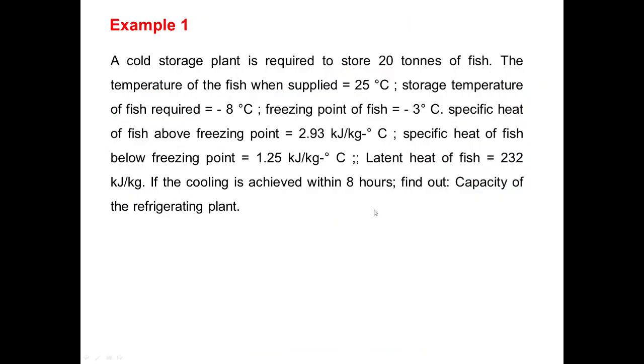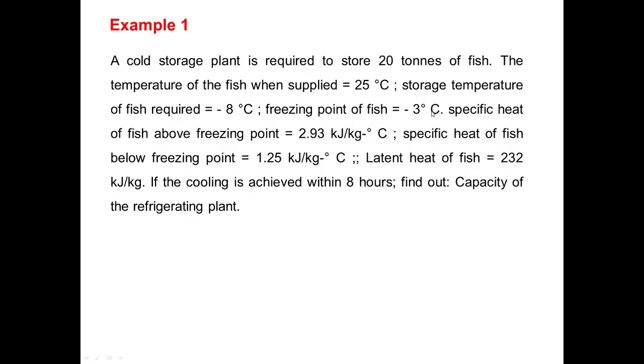Now let's try to solve one numerical problem which is based on the knowledge that we have gained up till now. Consider a storage plant that is required to store 20 tons of fish. The temperature of the fish when supplied is 25 degrees C. Assume that from Tarbela Lake, someone supplied the fish at 25 degrees C, and you want to store that fish, and the storage temperature is minus 8 degrees C, whereas the freezing point of the fish is minus 3 degrees C. That means you want to freeze at minus 8 degrees C.